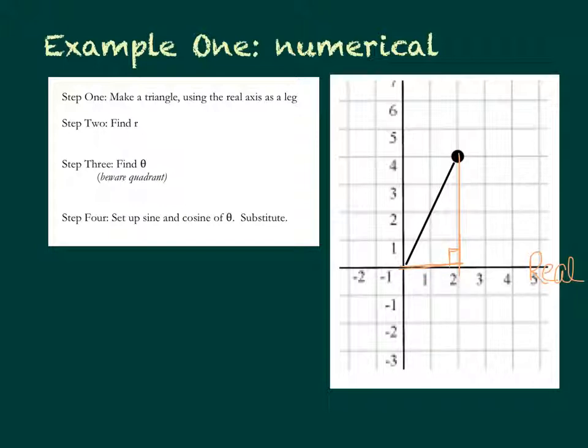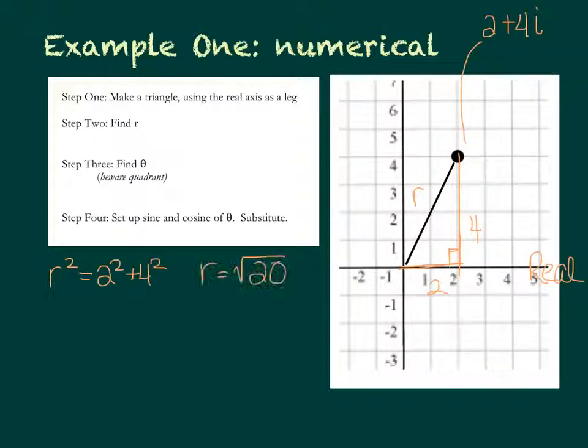The next thing I'm going to do is find r. Now I know that this point is 2 plus 4i, so we have 2 and 4. So finding r is really just using the Pythagorean theorem. So r is the square root of 20.